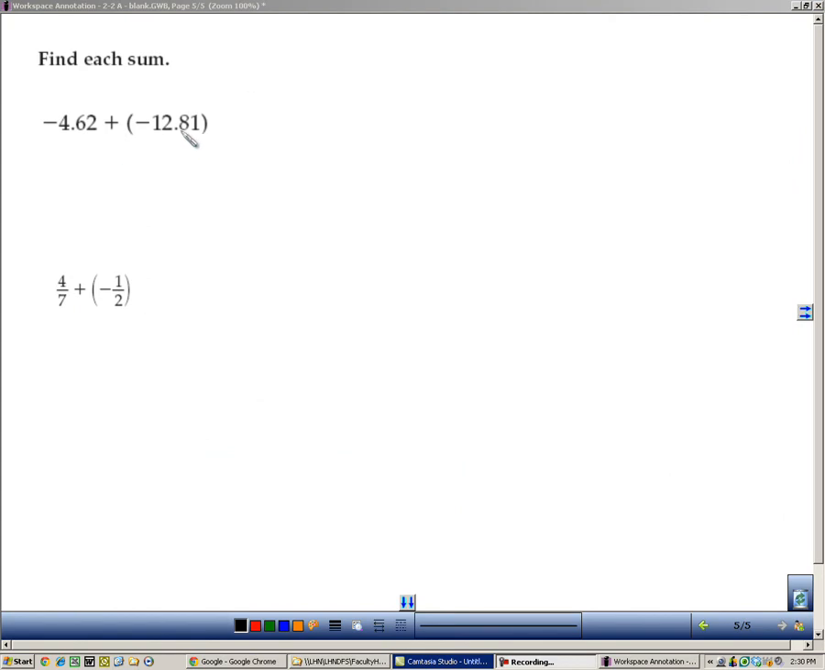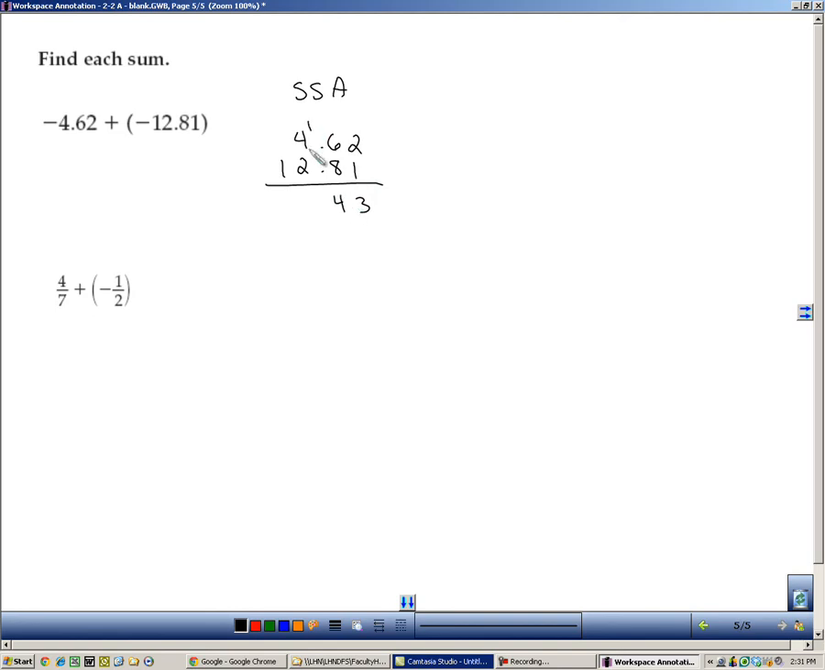Here are some more examples using our rules. This one we're adding two numbers with the same sign, so we'll say same sign add, drop the signs, and we'll add them together. Now when you add decimals, don't forget that you have to line up the decimal places. So 3, carry the 1. So 17.43 is what I get when I add those two numbers together. Now we take the bigger absolute value. In this case, -12.81 has the bigger absolute value. Because it's negative, then I can say that my answer will be negative.